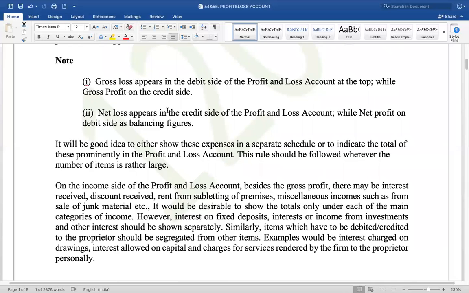Right, if you're beginning with gross loss, then this gross loss is appearing on the debit side. If you're beginning with the gross profit, it appears on the credit side. Okay, and net loss appears on the credit side, and net profit appears on the debit side. Both of them are balancing figures.